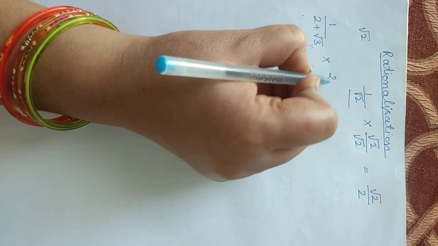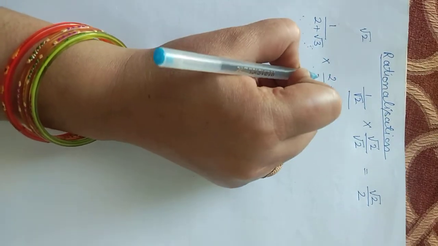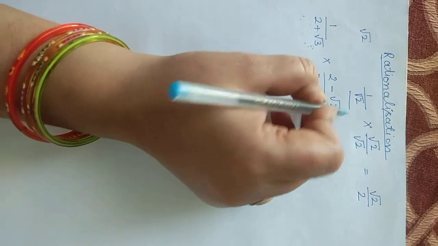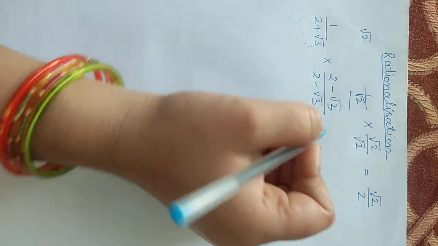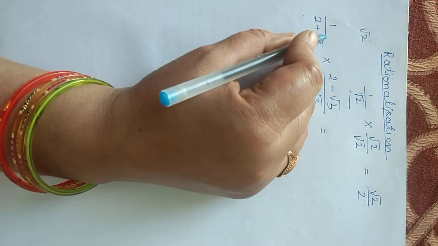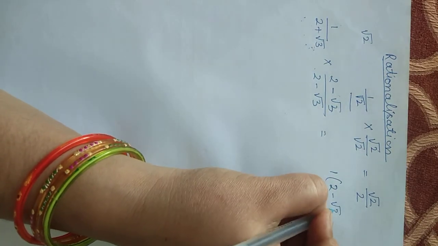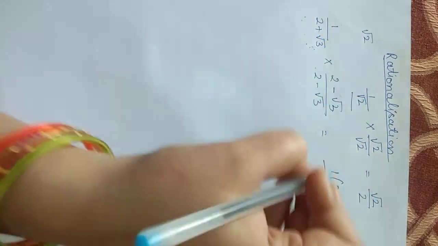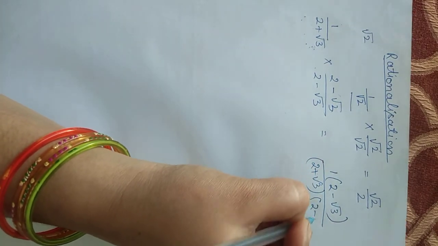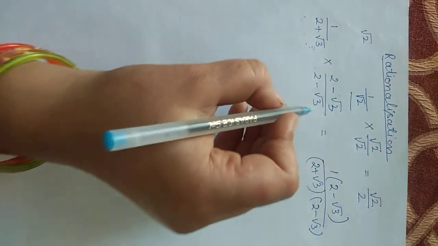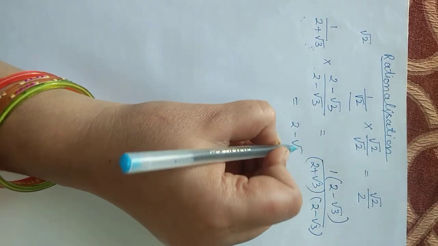So you will multiply by 2 minus root 3 upon 2 minus root 3. You will multiply in both, otherwise the number will be changed. Now see the numerator: 1 multiplied by 2 minus root 3 gives 2 minus root 3. The denominator is 2 plus root 3 times 2 minus root 3.